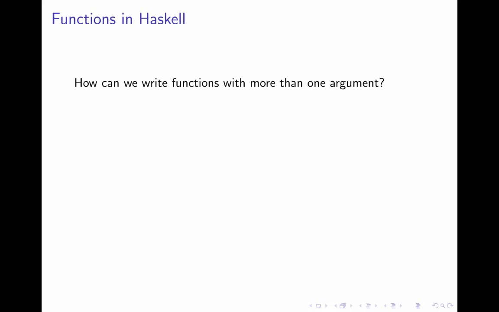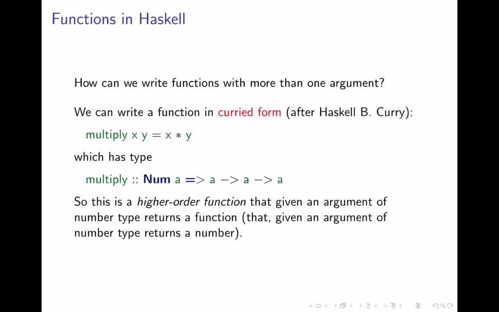Now the question is, how can we write functions with more than one argument? Because we would certainly want to do that. Well, what we can do is write a function in curried form. Here's an example. To multiply x and y, which is x times y, we write this as multiply x juxtaposed with y. And what's the type of multiply? It is, if A is a type from the type class of number types, then it's A to A to A. This is a higher order function because this function takes an argument of number type and then it returns a function that, given an argument of number type, returns a number. So we can write functions that take more than one argument by writing them in curried form. We take the arguments one at a time.